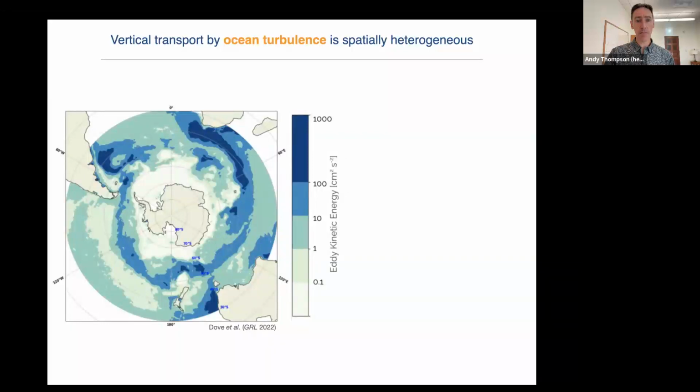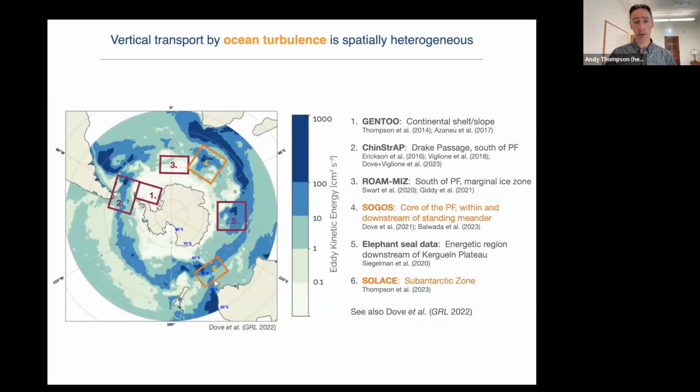So we've done a number of fieldwork programs over the last few years looking at different regions in the Southern Ocean. I'm just going to focus on 2 today, this number 4, which is a high eddy kinetic energy region in the Indian sector, and then some work we did with Philip Boyd and colleagues south of Tasmania a couple of years ago.